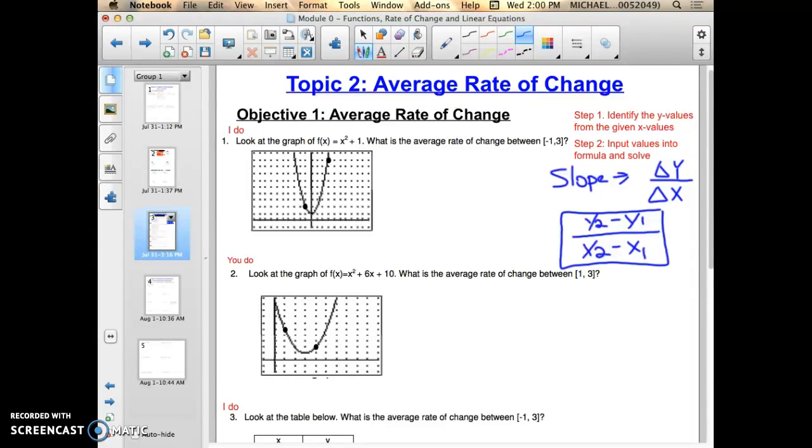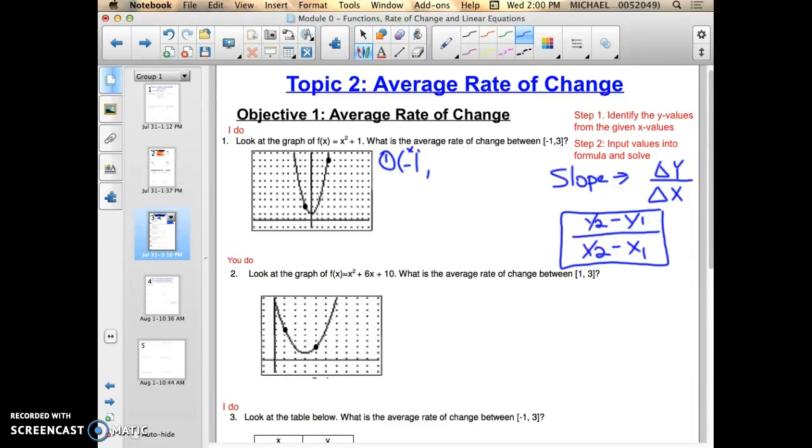If you see up in the top right-hand side there, typed in red, it says step 1. I've listed out the steps I would take to solve this type of problem. It says identify the y values from the given x values. That is going to be my first step. I have a given x value of -1. Because, reading like a book left to right, -1 is listed first, I can call that x1. So I have one piece of my formula that I'm going to input later.